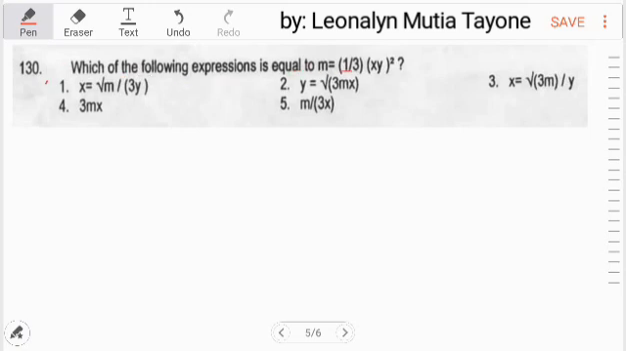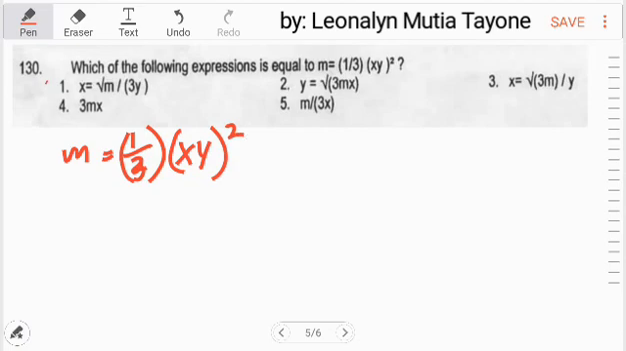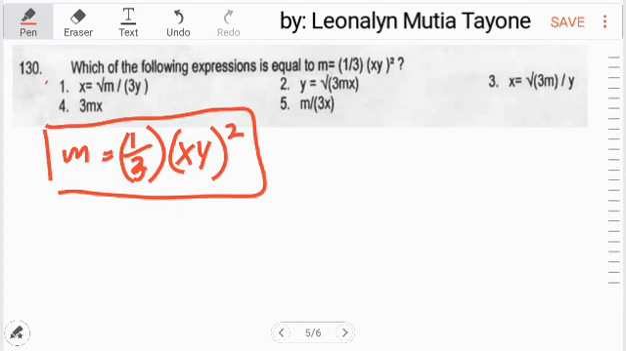Which of the following expression is equals to M, isulat lang natin, equals 1/3 times xy squared. First, tignan natin ito equation na ito, kung mayroon bang makakancel dito. Wala siyang makancel. So, dapat nandyan si M, nandyan si x, y. Choice number 4 at saka si number 5, eliminate na natin yan kasi wala dyan si y. Ang paglaruan lang natin ay itong choice 1, 2, at saka 3 kasi kumplito bali siya. Now, si choice 1, x is equals to square root of m over 3y.